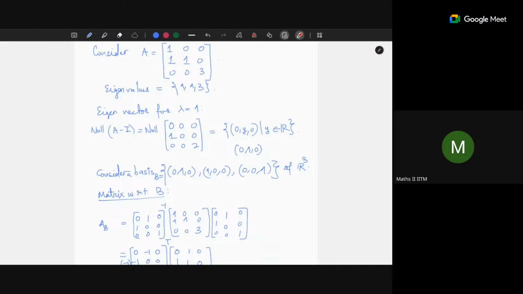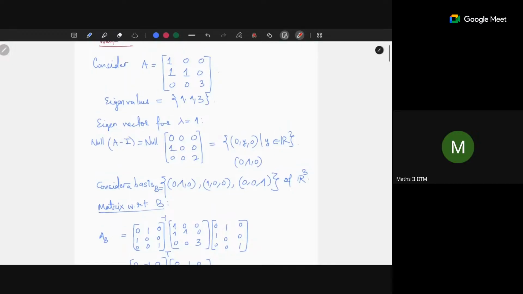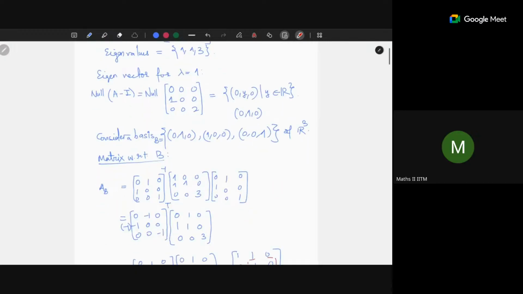So you can extend the basis, starting with the eigenvector for lambda equal to 1, like this. So I'm extending it in this particular way. Now, because this matrix A is given with respect to the canonical basis E1, E2, E3, I need to perform a change of basis and write down this matrix A with respect to this new basis. So how do I do that? For that, I need to multiply by a matrix P and P inverse.